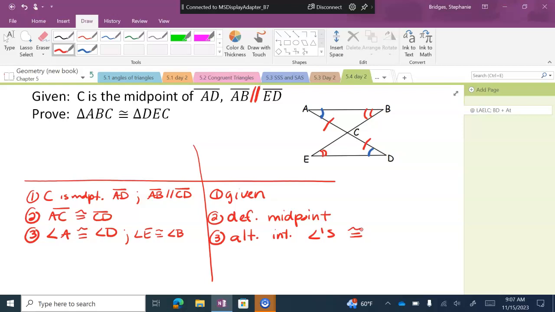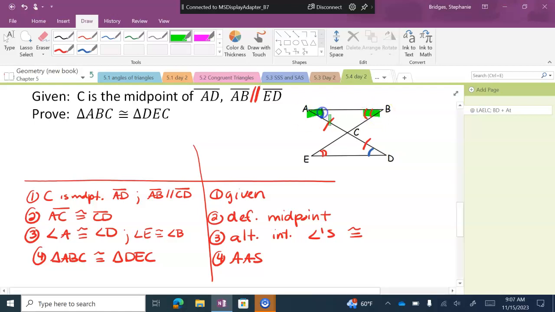Do I have enough marked in my triangle to say that these two triangles are congruent? I do. By what reason? Angle, angle, side, yes. That is angle, angle, side, and I will highlight angle, angle, side. Okay, the side is not in between the two congruent angles, so therefore it is angle, angle, side.